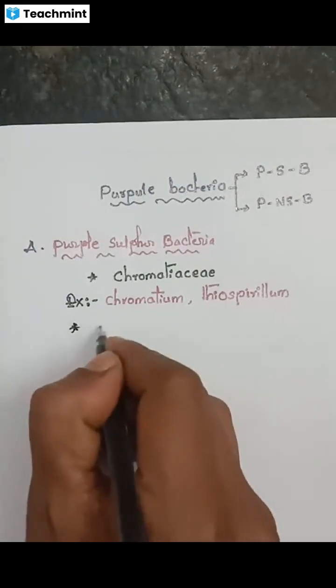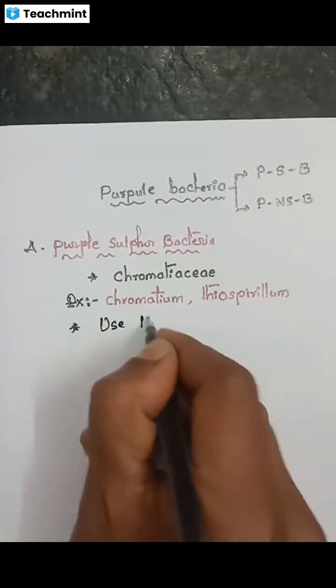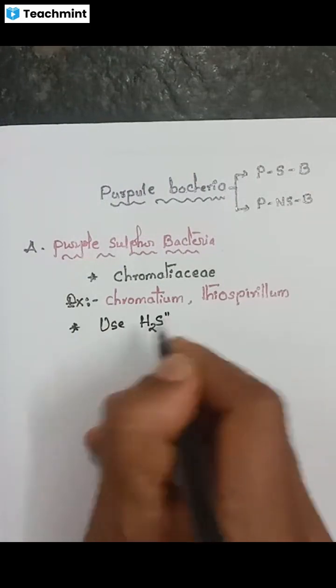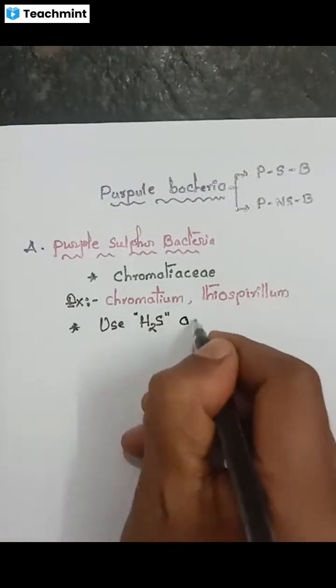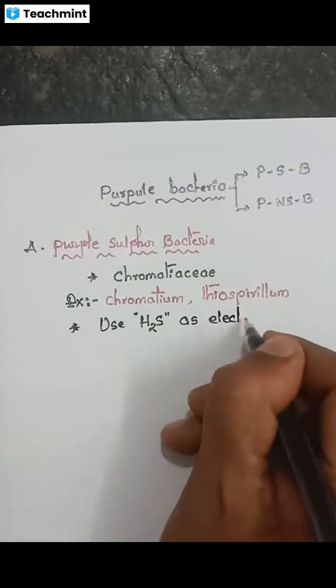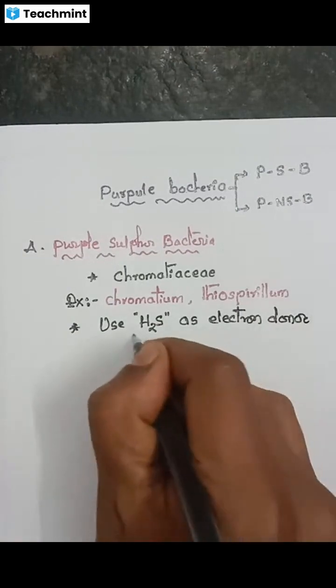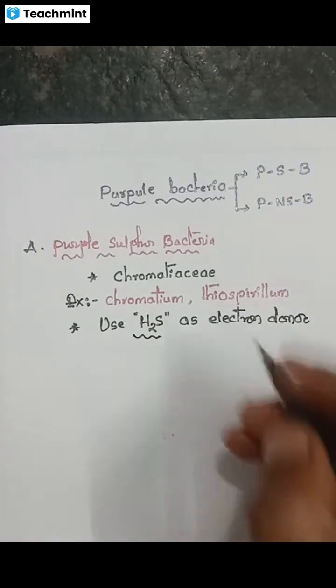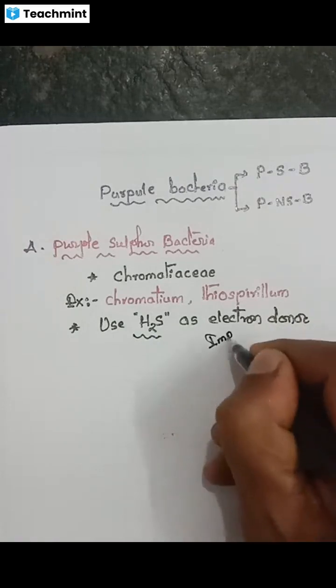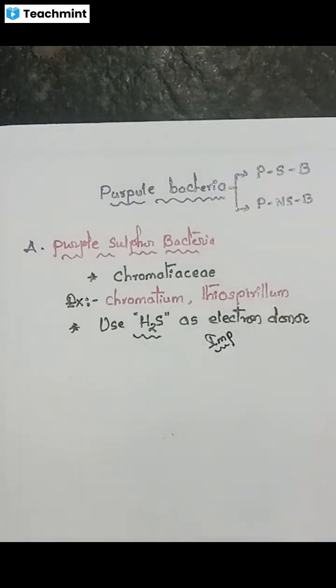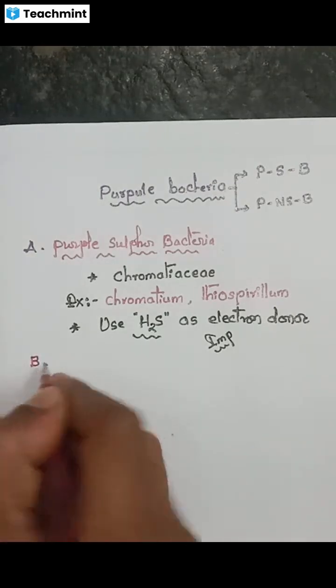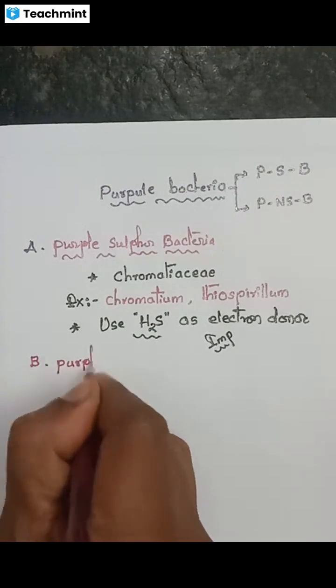So next one, they use hydrogen sulfide as electron donor. This is the important one. The purple sulfur bacteria use hydrogen sulfide as electron donor. And the second group is purple non-sulfur bacteria.